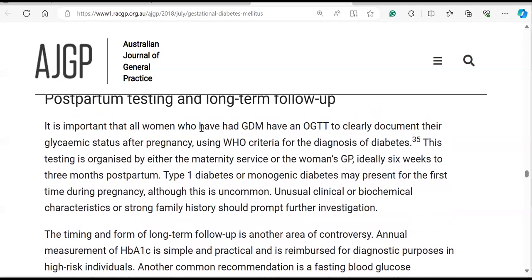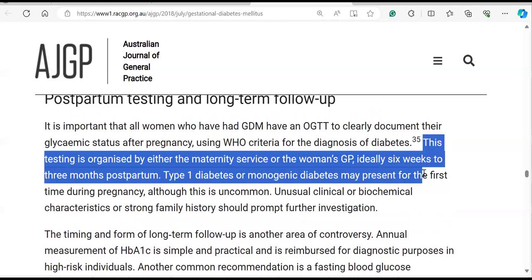So it is important that all women who have gestational diabetes have an OGTT to clearly document their glycemic status after the pregnancy. This testing is usually done at 6 weeks to 3 months postpartum. So that means after delivery, the first follow-up that the patient will have between 6 weeks to 3 months, that will be OGTT.